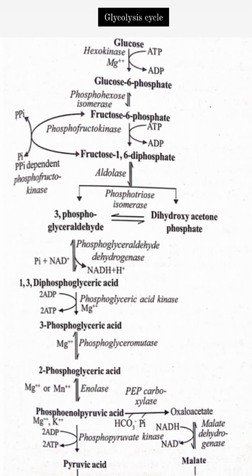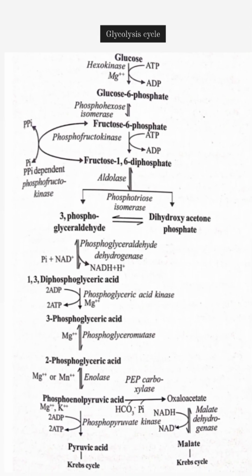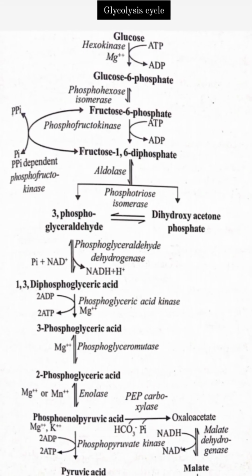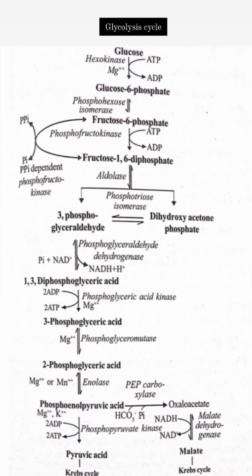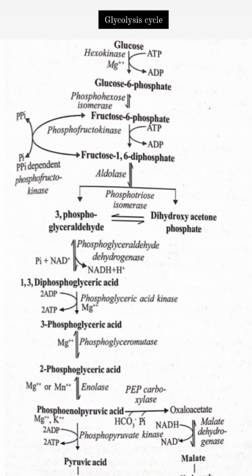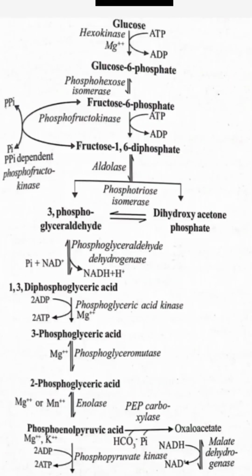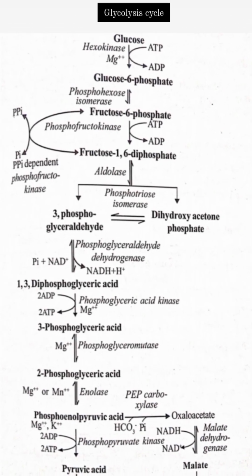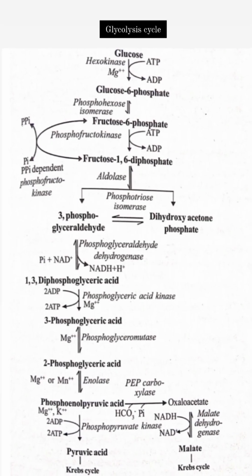Next step, 3-phosphoglyceric acid is converted into 2-phosphoglyceric acid in the presence of the enzyme called phosphoglyceromutase. For this, we need the cofactor Mg++.